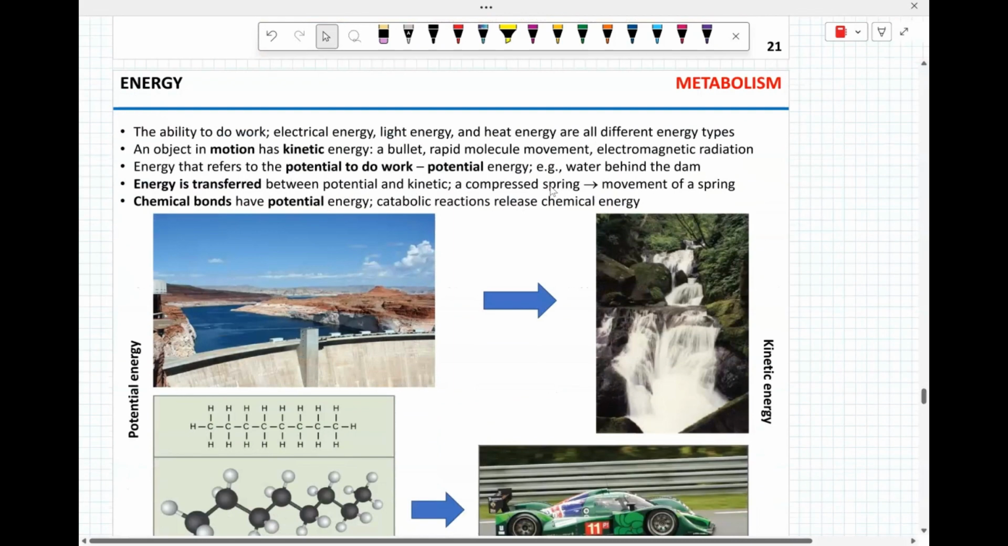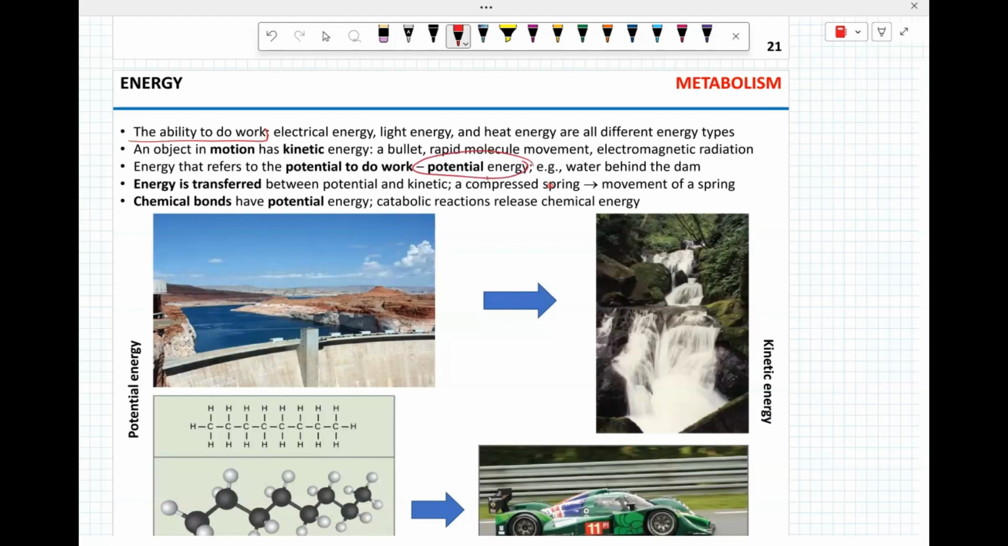Now, before we talk some more about metabolism and enzymes, we need to define what energy is. Energy is the ability to do work. Energy can be of different types. It can be electrical energy, light energy, heat energy. But perhaps the most important division between two types of energy is potential and kinetic.